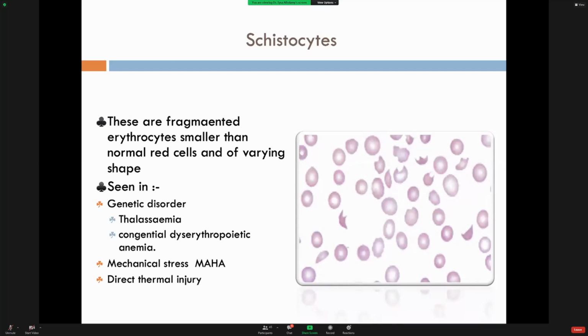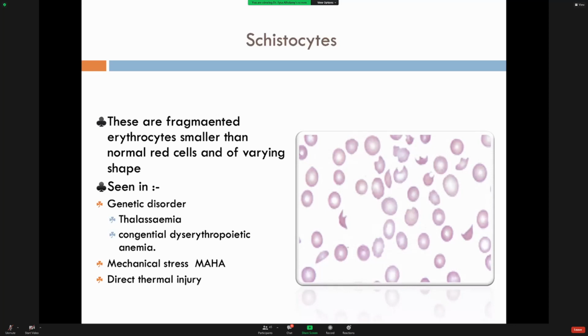Schistocytes, fragmented red blood cells, different shapes. This is a bite cells here, different shapes. They are fragmented erythrocytes, smaller than normal red cells, and they have a varying shape. It could be seen with a genetic disorder like thalassemia, with congenital dyserythropoietic anemia, mechanical stress like MAHA. We will touch on it shortly, there will be slides on MAHA, which is microangiopathic hemolytic anemia, and with a direct thermal injury, also in burns you can see it.